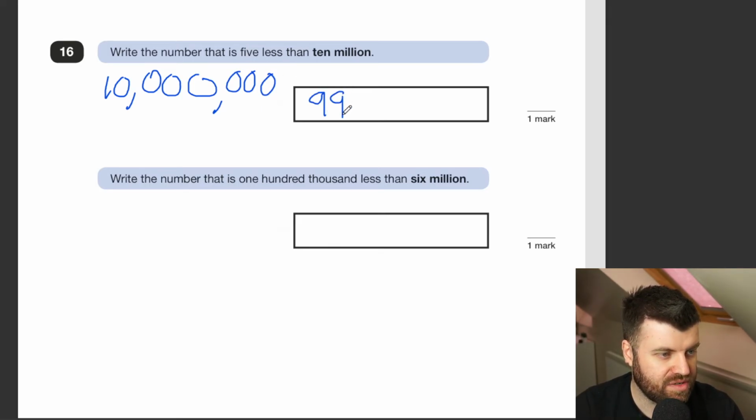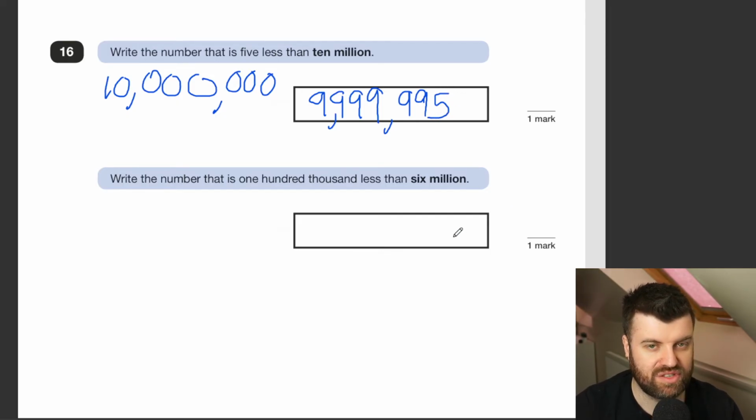It's going to be 900,000. It's going to be 999,000. It's even going to be 990 something. And then I want to take 5 off. So 5 ones come off, which leaves us 5 just there.